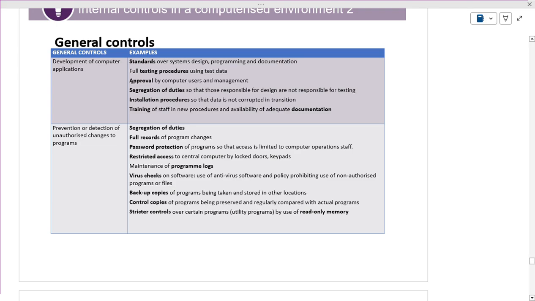You have the standards over system design. Usually there should be some standards, a manual, and rules: who has to do which task, which task is assigned to which people. It's a big project. You should know standards over design, programming, and documentation. You have full testing procedures. I told you about test data. What did I tell you about test data? Any idea?